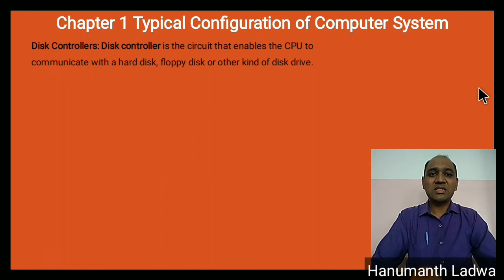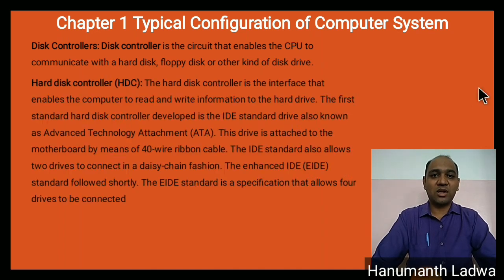Now disk controller. Disk controller is the circuit that enables the CPU to communicate with the hard disk, floppy disk or other kind of disk drive. Let us continue with hard disk controller, in short, we call it HDC. The hard disk controller is the interface that enables the computer to read and write information to the hard drive. The first standard hard disk controller developed is the IDE standard drive, also known as ATA, that is Advanced Technology Attachment. This drive is attached to the motherboard by means of a 40-wire ribbon cable.